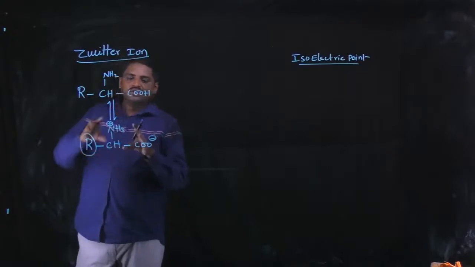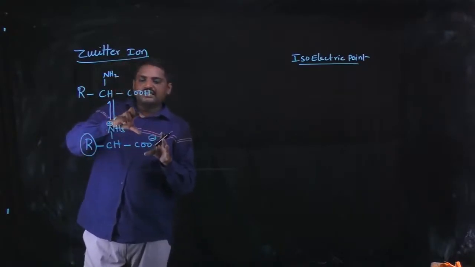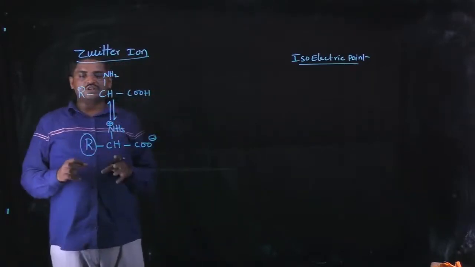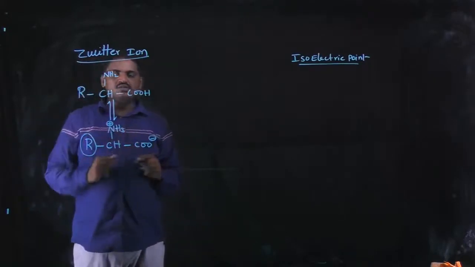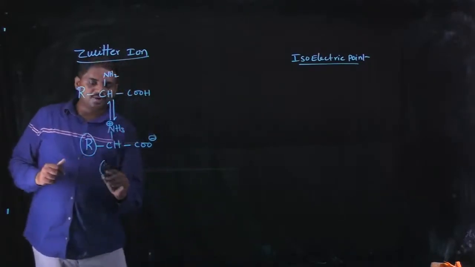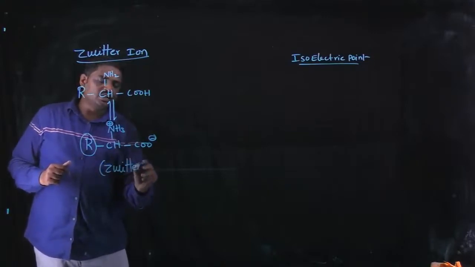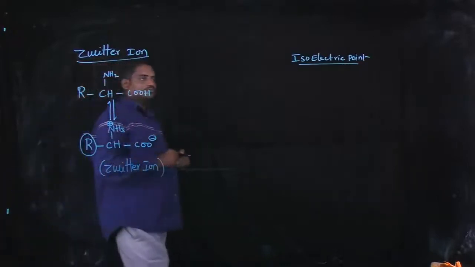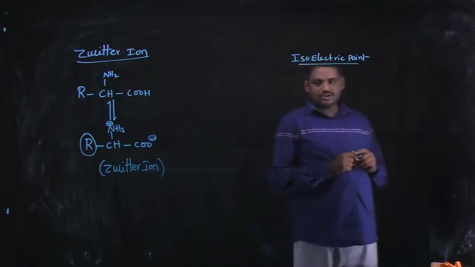So the positive charged hydrogen ion migrates from carboxylic acid to the NH2 functional group. It is shifted, giving R CH NH3 plus COO minus. This type of ion is known as Zwitter ion. Next one, isoelectric point.